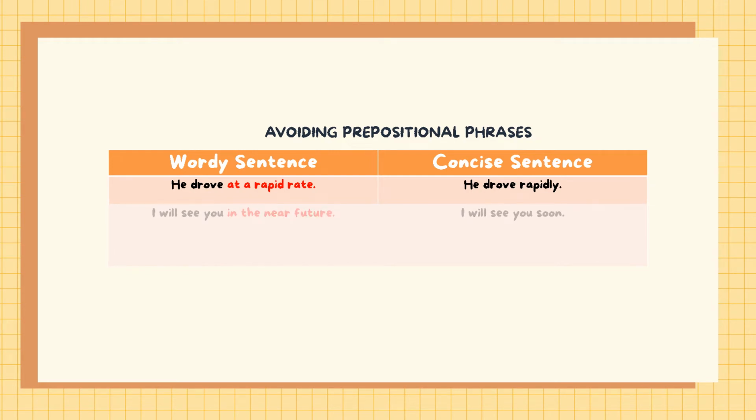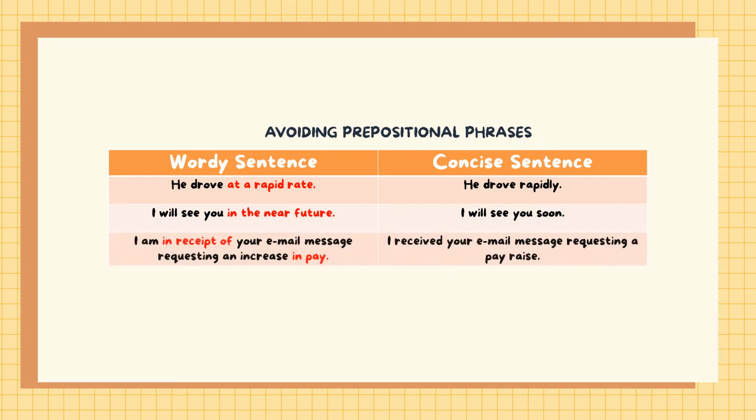In the second sentence, I will see you in the near future, we can just simply say, I will see you soon. So instead of using the prepositional phrase in the near future, we can just use the adverb of time, soon. And in the last sentence, I am in receipt of your email message requesting an increase in pay. So instead of saying that, we can just simply say, I received your email message requesting a pay raise. Much better.